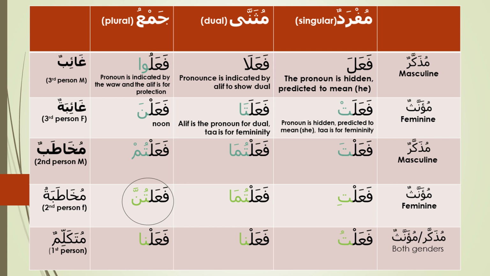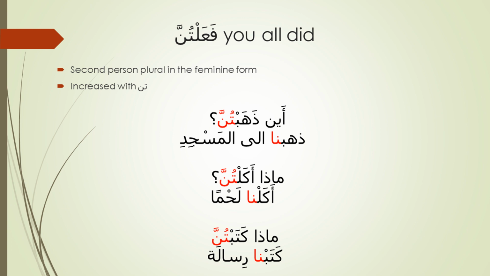Fa'altunna. This indicates what? Second person. Female. How many? 3 or more. Jam'. Because underneath jam', it's mukhatabatun, which is a feminine second person, and mu'annath, feminine. Okay, so we'll go to the slide number 6. Fa'altunna. This will be the last of the second person.